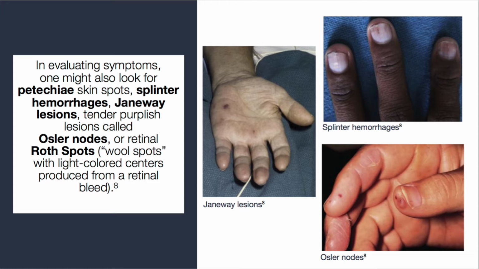A few more notable characteristics about this condition that you could look for are some physical symptoms, and these include splinter hemorrhages, Janeway lesions, and Osler nodes, which are tender little purple lesions on the skin. Furthermore, you could possibly see Roth spots, which are going to be on the retina and would have a reddish yellow color. And you can see some of these in the pictures to the right.